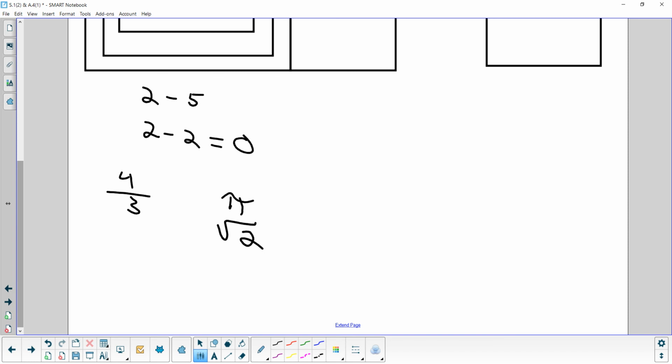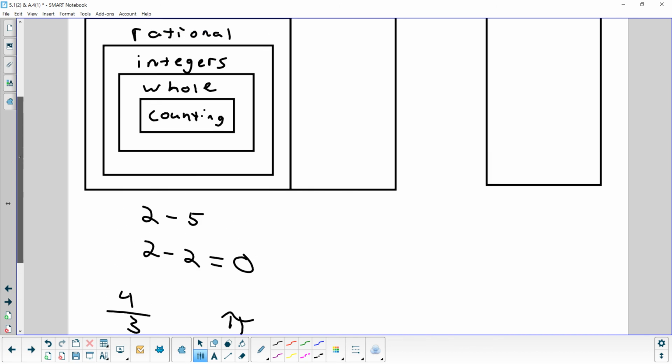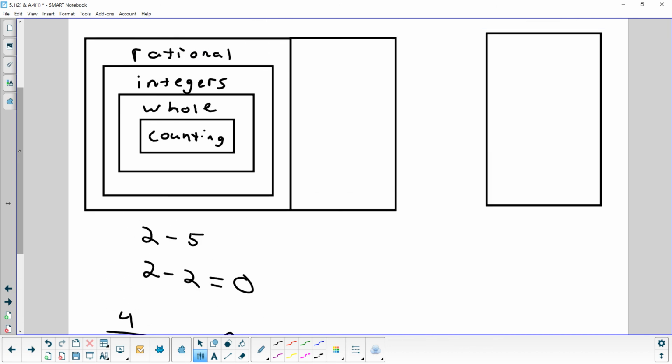So people like to have labels for things, so they give a name to that. Does anybody know what you call a number that cannot be written as a fraction? Rational is a number that can. Yep? Irrational. Irrational. So irrational numbers are numbers that you can't write as a fraction.